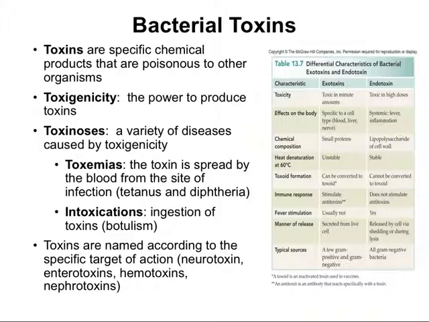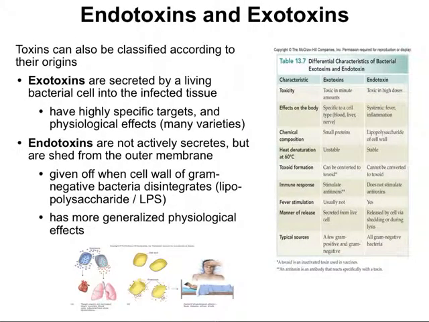For example, we have neurotoxins that infect the nervous system, enterotoxins, which target the digestive system, hemotoxins target the blood, and nephrotoxins target the kidneys. We can also classify toxins according to their origins. They can be exotoxins or endotoxins.